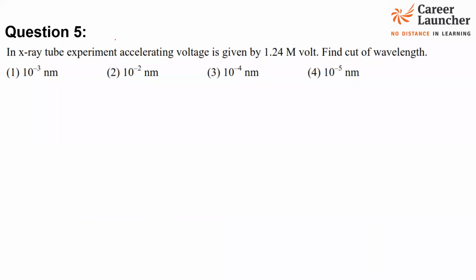All right, let's see the next one. In X-ray tube, the accelerating voltage is given by 1.24 megavolt. Find the cutoff wavelength. Cutoff wavelength. So you already know that E into V, like the voltage that is given, is hc by lambda. So the energy that is there, it is hc by lambda, right? So this can be treated as electron volt.